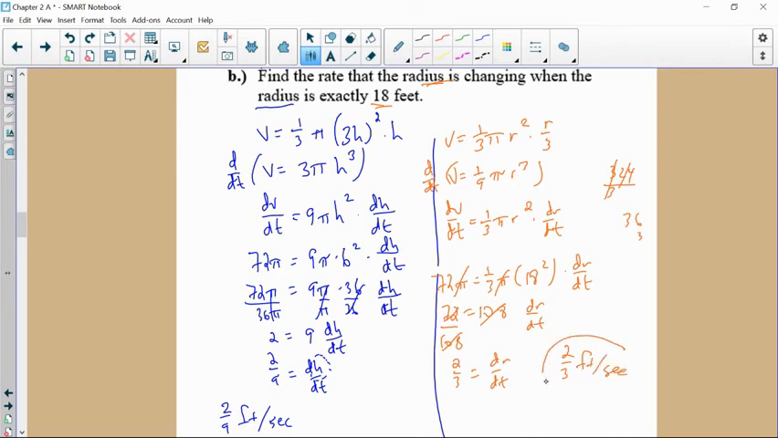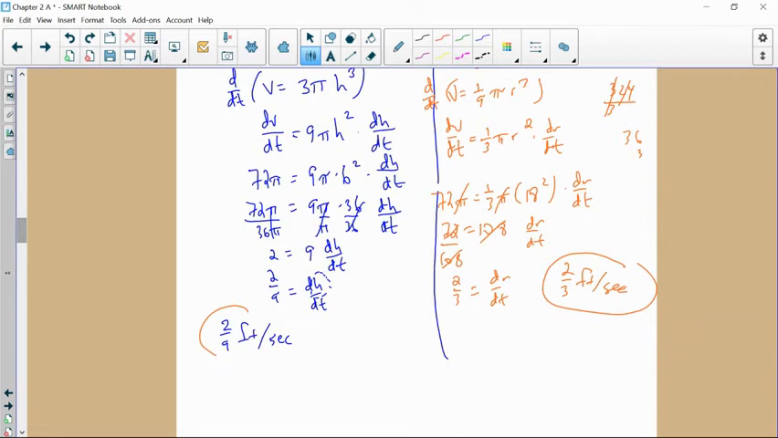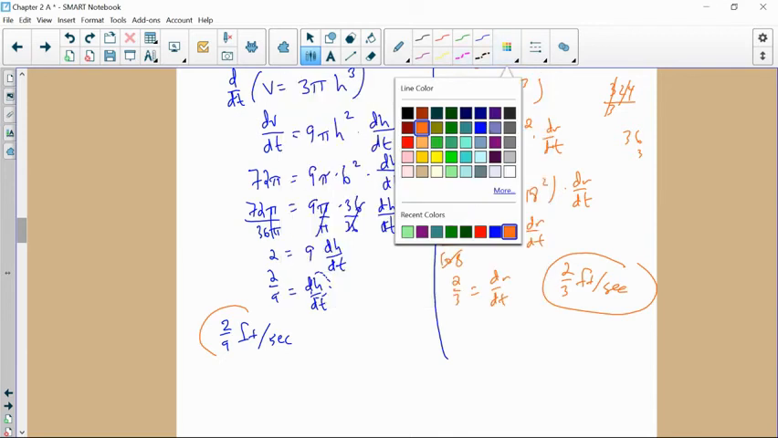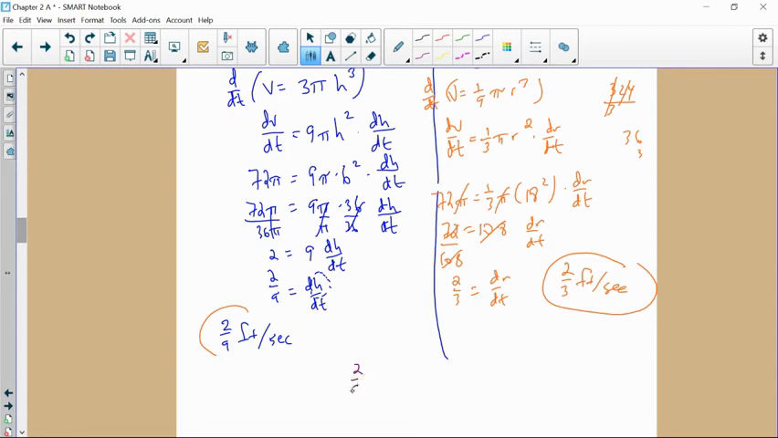So that's the rate the radius is changing at that instant, and the height is changing at 2/9 feet per second. All right, but here's the thing. If you think about how does 2/9 compare to 2/3? Like, what is that ratio? Because 2/9 was like the height, and 2/3 was like the radius rate changing.